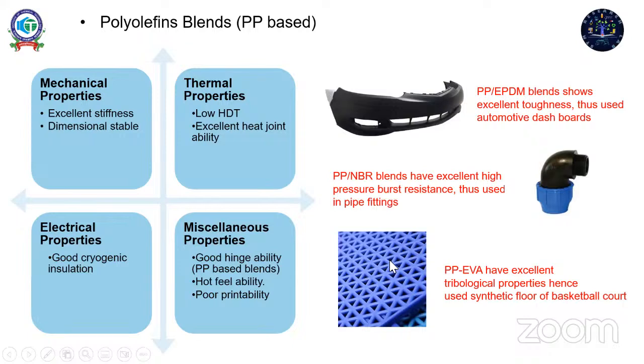Now, when polypropylene is mixed with ethylene vinyl acetate, okay, it can have good tribological properties. Tribological properties means frictional properties. It will have good frictional properties, and due to the higher friction properties, these materials can be used in manufacturing of the synthetic floor for basketball.